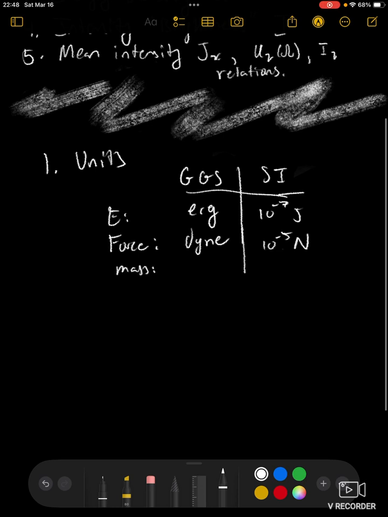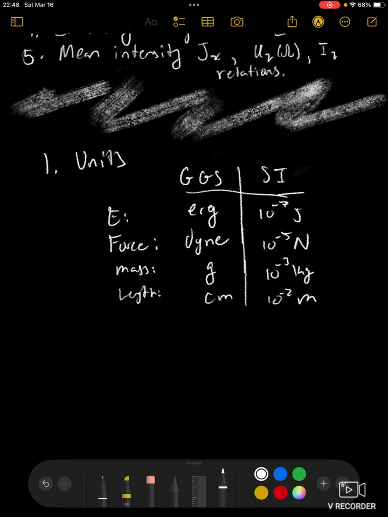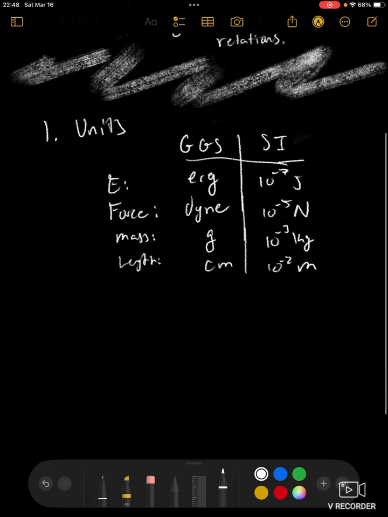Mass, we're looking at it will be in terms of grams. Normally, people use kilograms for SI units, not here though. And then for length, it will be in centimeters versus 10 to the power minus 2 meters. This is just because it makes things slightly easier for astronomy.